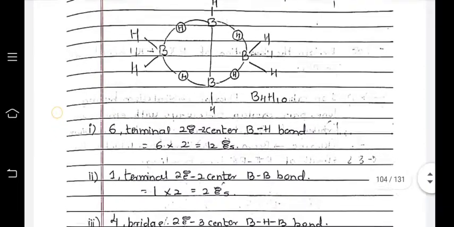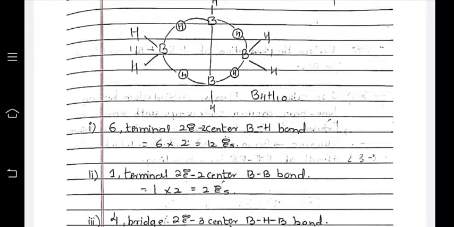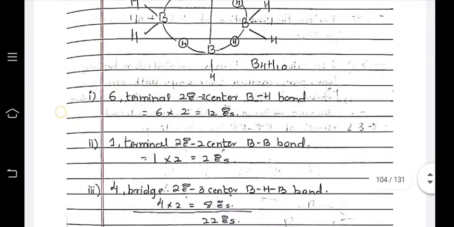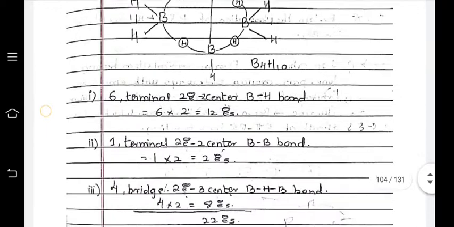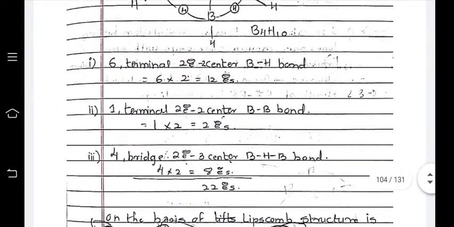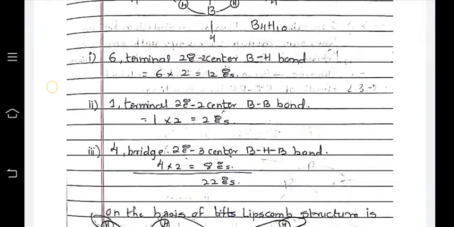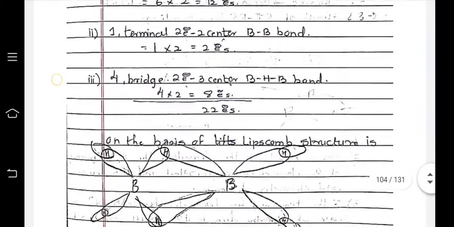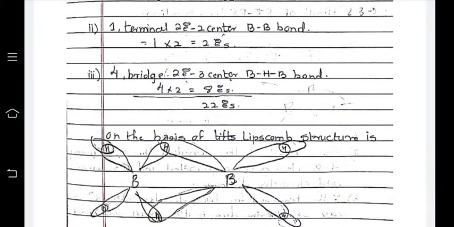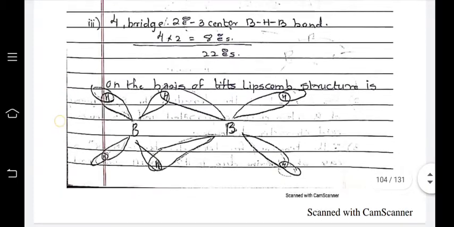B4H10 has 6 terminal 2 electron 2 center boron-hydrogen bonds, 1 terminal 2 electron 2 center boron-boron bond, 4 bridge 2 electron 3 center boron-hydrogen-boron bonds, and 4 bridge 4 electron 3 center boron-hydrogen-boron bonds. That is 4 into 2, 8 electrons, 22 electrons.